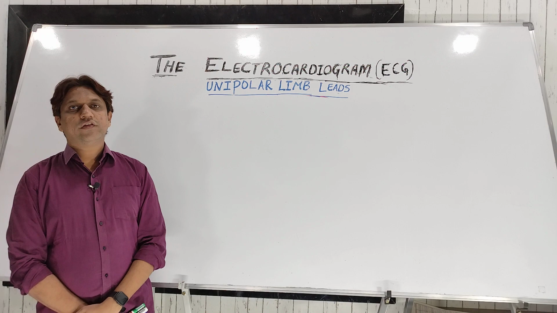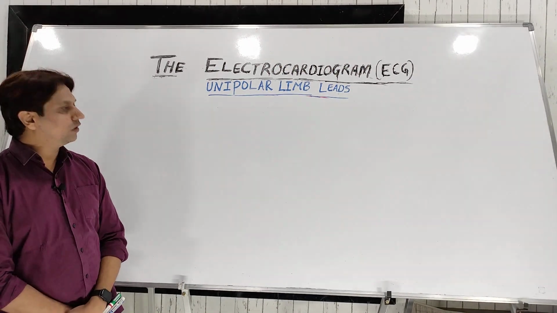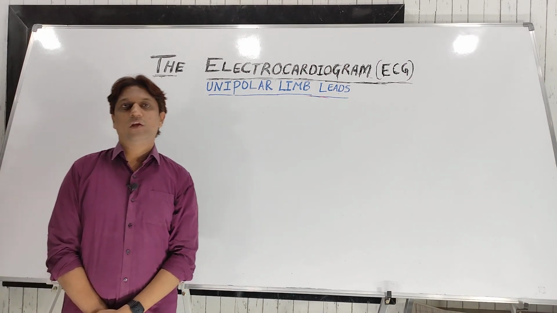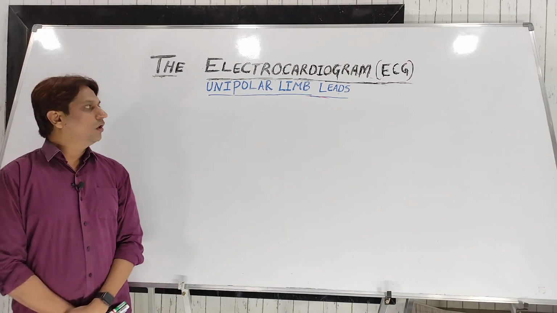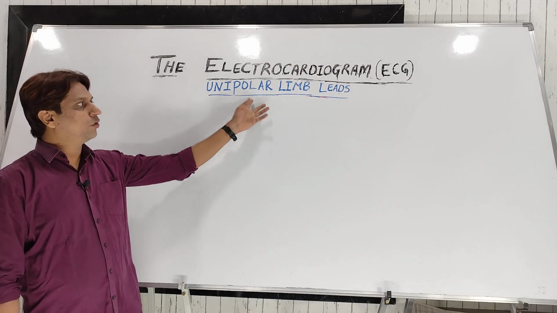Today we are going to discuss part 4 of our ECG series. In this particular lecture we are going to discuss the unipolar limb leads. In the previous lecture we discussed the bipolar limb leads. So today we are concentrating on the unipolar limb leads.